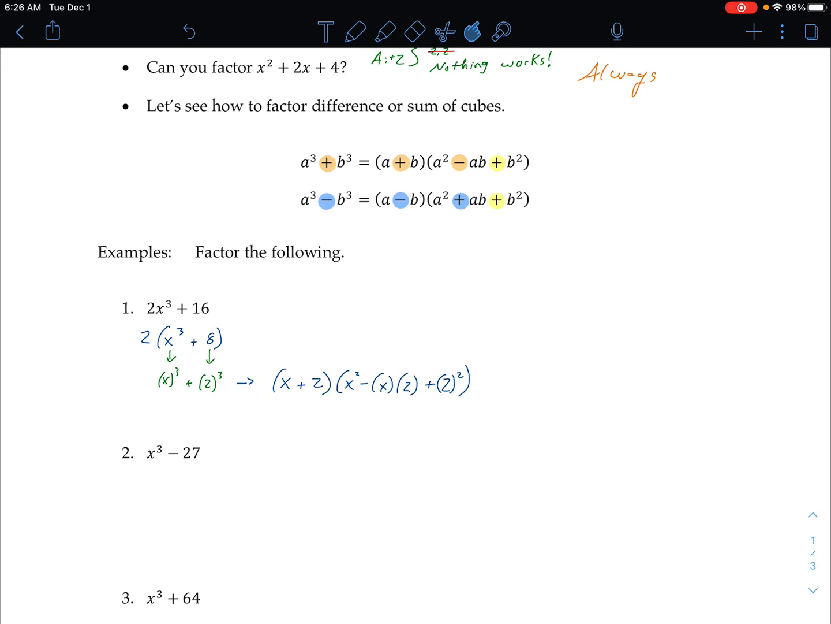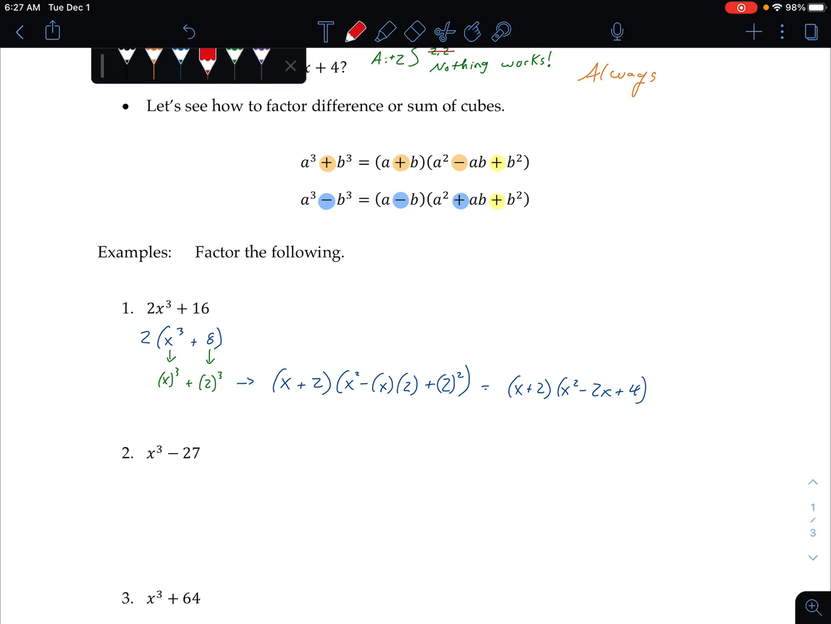And obviously I simplify that, and I get x plus 2, x squared minus 2x, we don't write x2, plus 4. The only thing I forgot to write was the 2 in front. There should be a 2 out in front here. I forgot that. And then as I keep going with this, it'll disappear, but we'll pretend it's there for now.